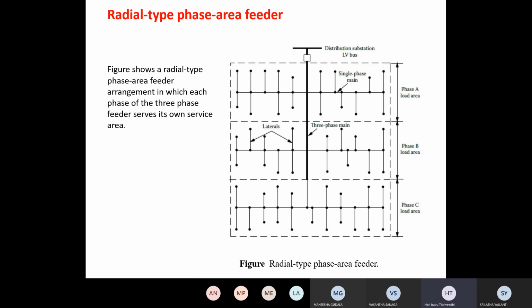So another one is also there, that is the radial type phase area feeder. This is also the same as the radial type primary feeder, but we have to distribute to every area: phase A area, phase B area, phase C area. For those phases we have to provide the supply. If a fault occurs in phase A or phase B, you have to provide supply through the other phases, and may provide for the faulty sections.